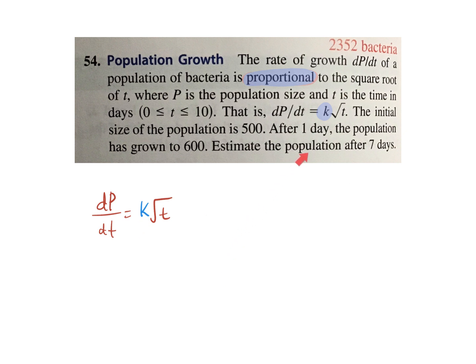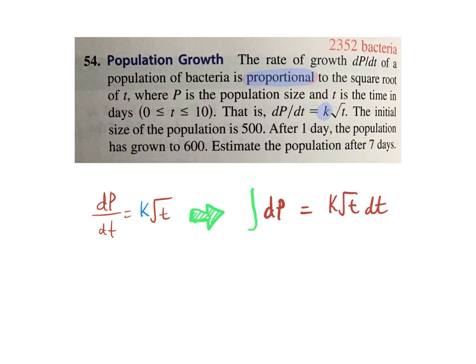All right, to estimate the population, we're going to need to solve this differential equation. We'll solve it by separating the variables first. We have the variable t on the right. This is not a variable, this is a constant. So if t is on the right, we want the differential dt to be with it, and dP will be by itself on the left.